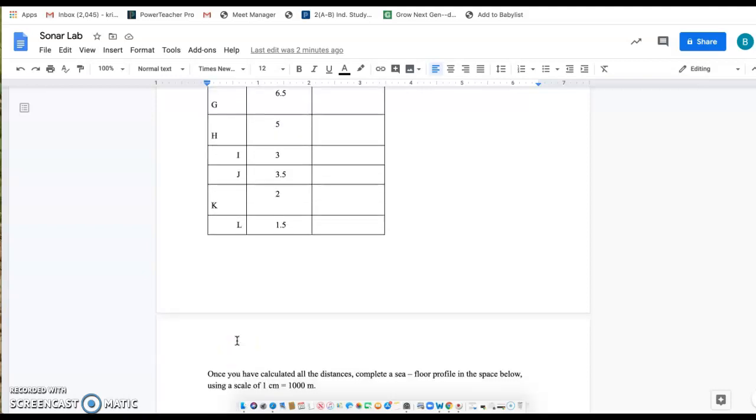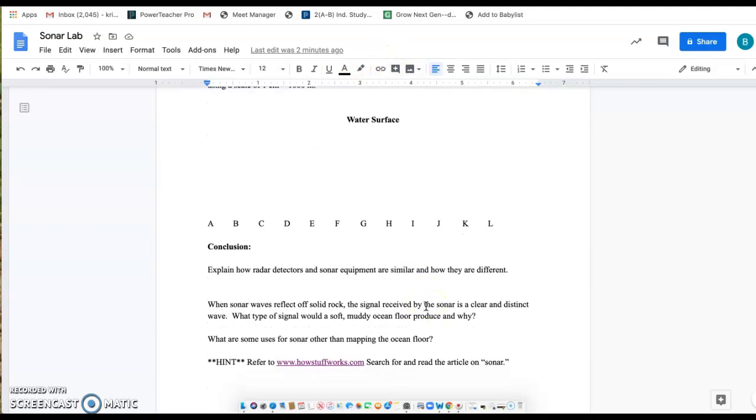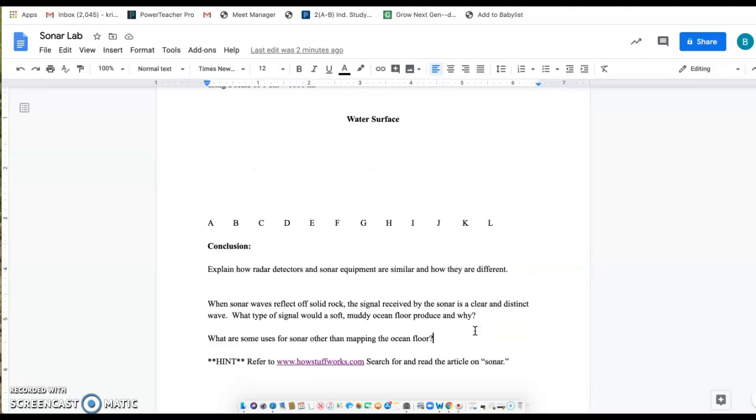Now you will need a ruler. There is a paper ruler that I put in Schoology. You can print that off, or if you have a ruler at home, or you can probably look up an online one if you wanted to use that as well. So you guys are going to be doing that. You're going to be answering your conclusion questions down here, and then we'll be having some group discussion when you guys are done with that as well.